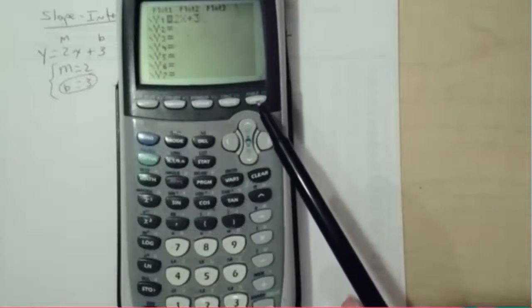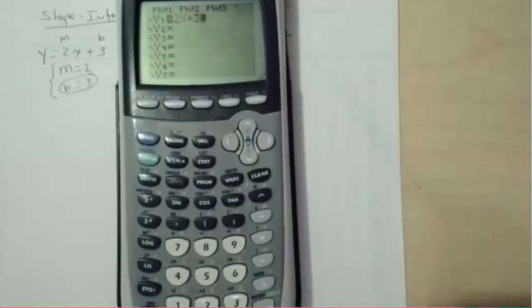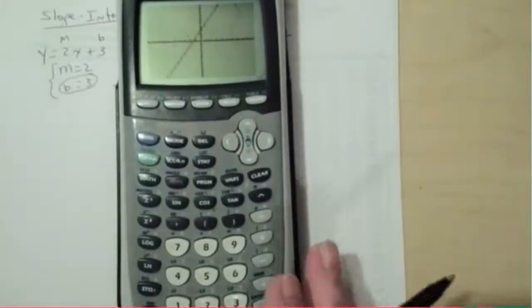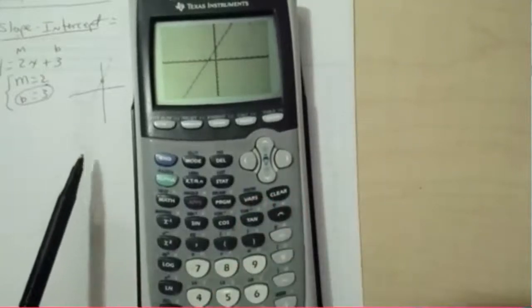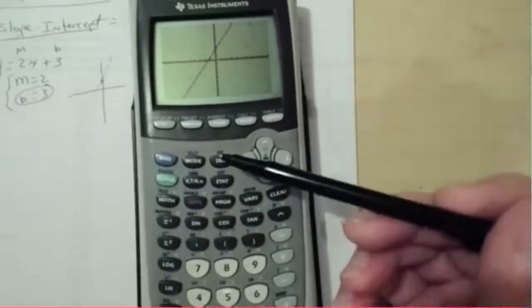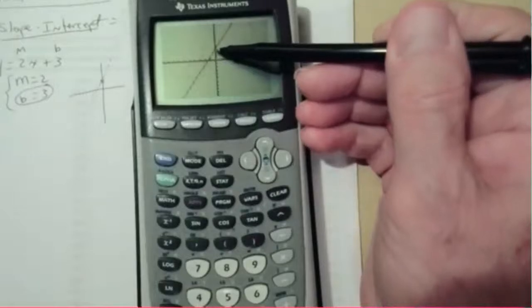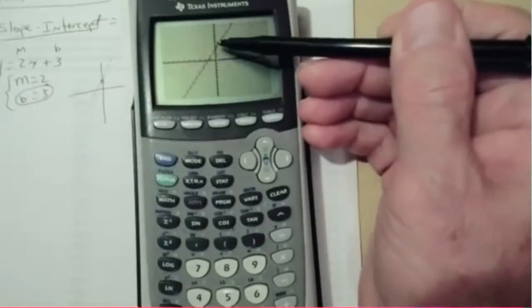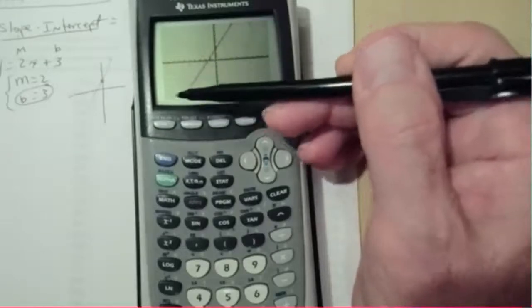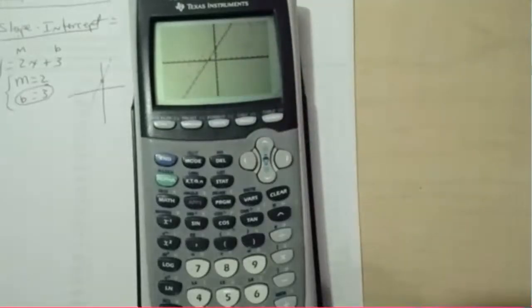So we hit that. And you can see, even as bad as my drawing is, it crosses the y-axis at 3. You can see the little tick marks here. 1, 2, 3, cross the y-axis at 3, and a slope of 2. Okay? Go to y equals, clear it out, and turn it off.